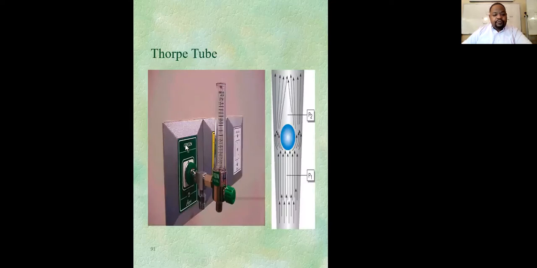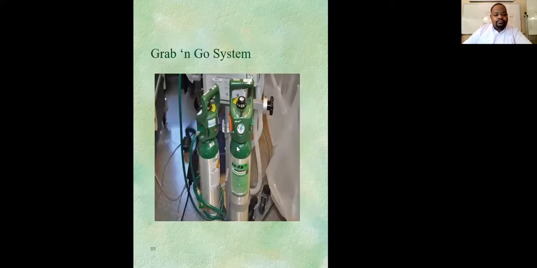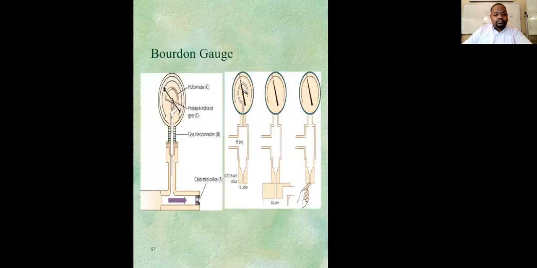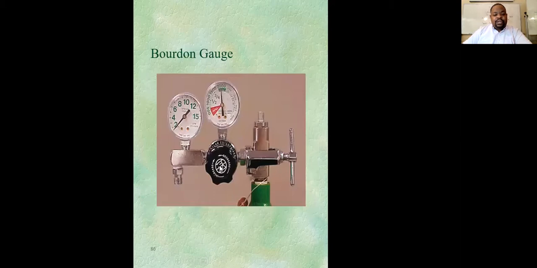It's another picture here of a regulator, this wall regulator, and the Thorpe tube here, right? You see over here, you got the air, and over here is your vacuum. All right, it's the Bourdon gauge. We'll talk about that in a minute. This is what I showed you the other day. Look at this one. This is the pressure, right? This type of gauge here is considered to be a Bourdon gauge. This is the Bourdon gauge.